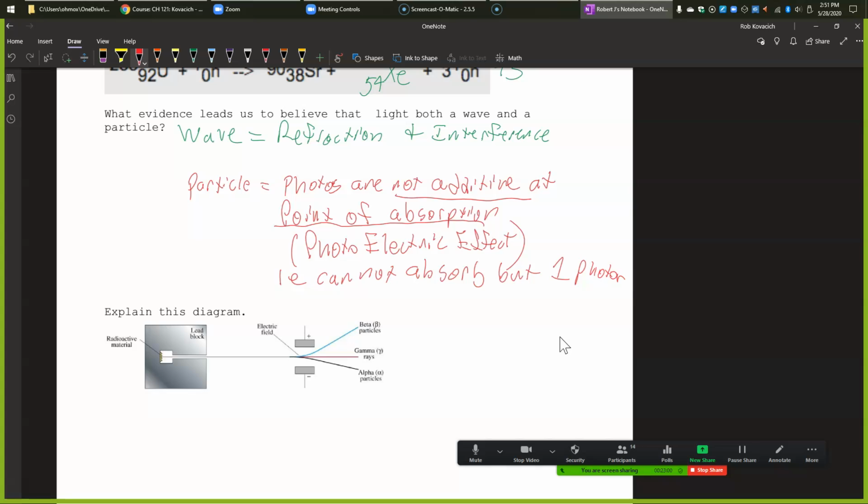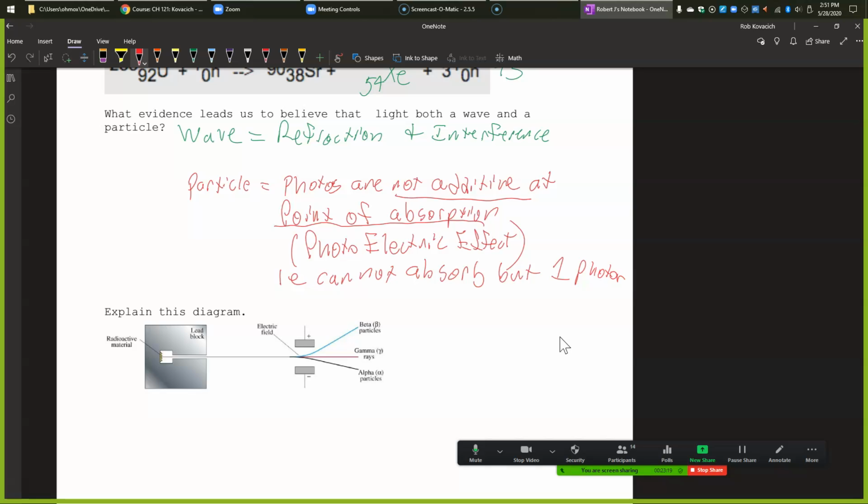Also, what happens to the photon when it's absorbed? It's gone. Its energy has been used to jump the electron. It has been converted from light energy into kinetic energy. Okay, cool.